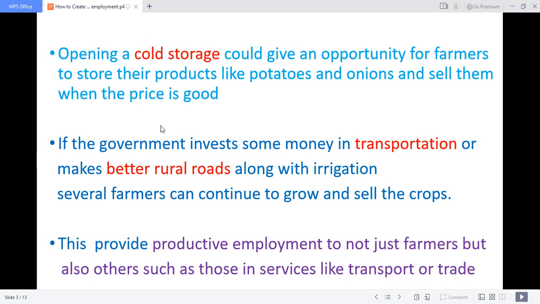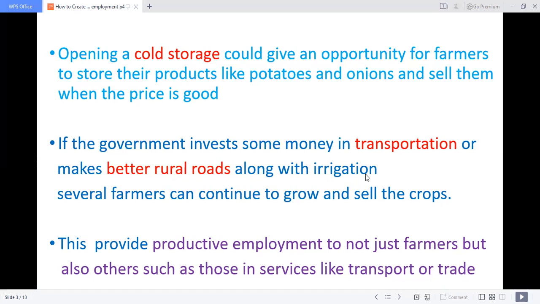Okay. Then if the government invests some money in transportation and making better rural roads, if all the rural roads are connected, along with irrigation, several farmers can continue to grow and sell their crops. Some people will be telling that my place is far away from the market. How can I take it to the market? The roads are not good, no transport facilities.